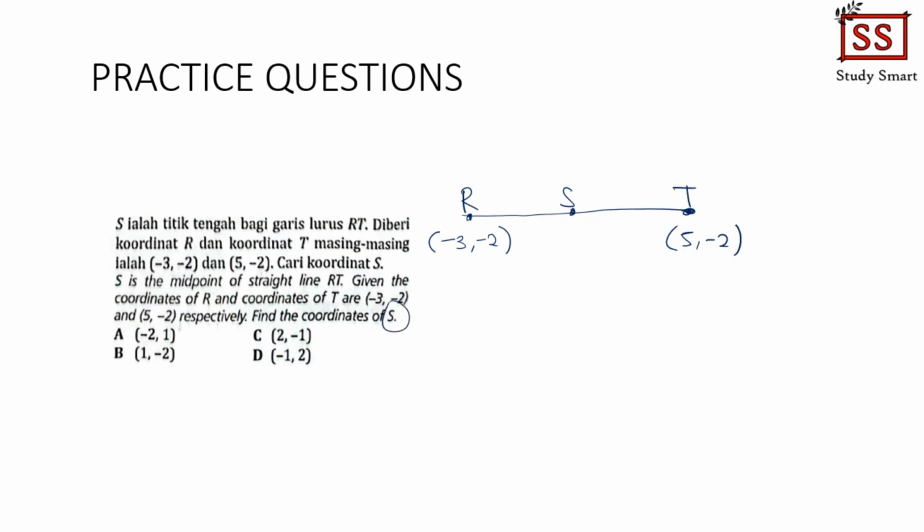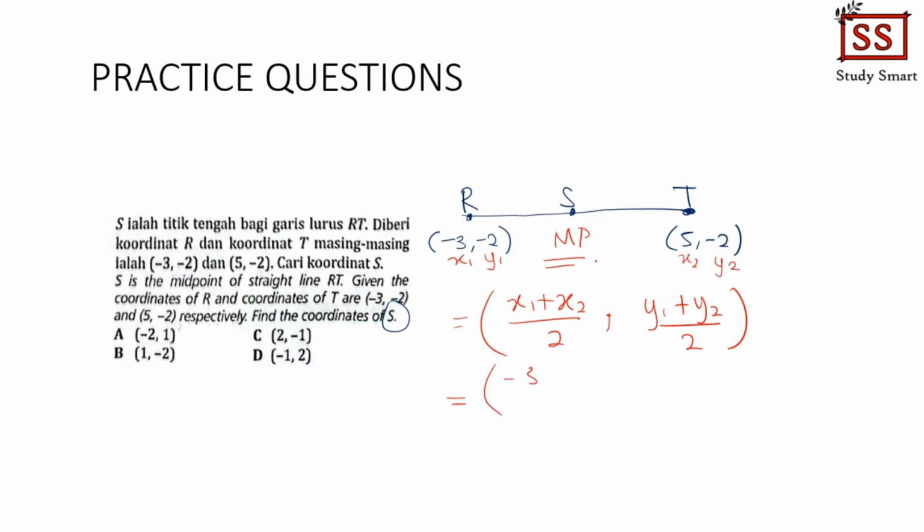This question is very direct. They just want you to find the midpoint, which is S. The formula for midpoint is x1 plus x2 divided by 2, comma y1 plus y2 divided by 2. I assume point R is my x1 and y1, and point T is my x2 and y2. Now let's substitute: -3 plus 5 divided by 2, comma -2 plus -2 divided by 2.